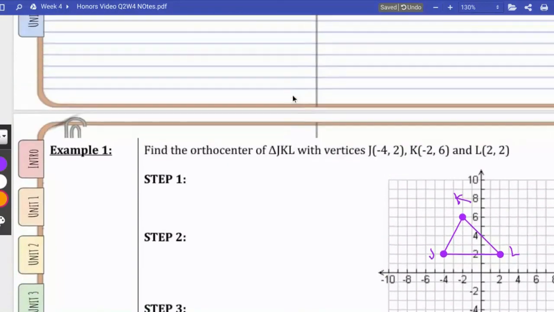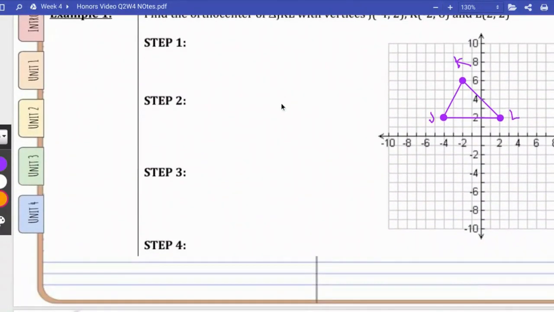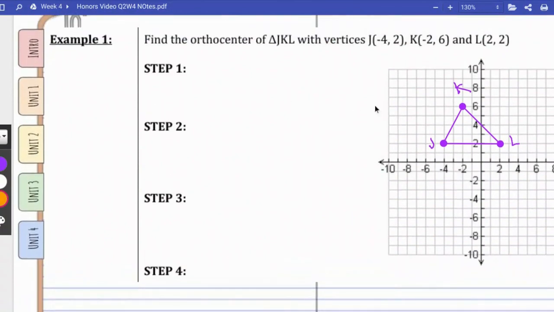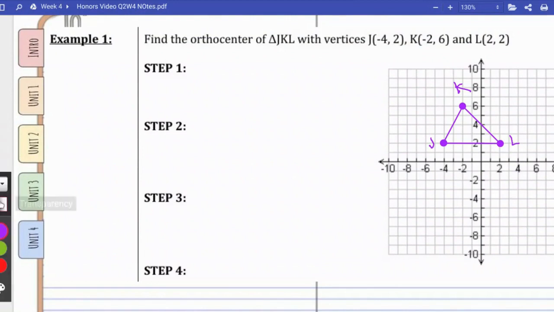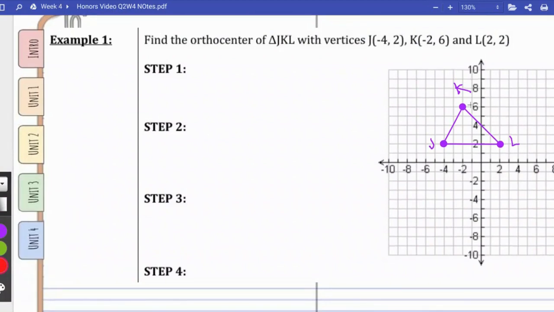Find the orthocenter. We just said that the orthocenter goes with the altitudes, and the altitudes extend from a vertex straight down at a 90-degree angle. Well, without doing any steps, the easiest altitude to draw in right now would be the altitude that goes from vertex K, straight down. If it goes straight down vertically, that has an undefined slope, and JL has a zero slope, so we know that makes a 90-degree angle. So there's your first altitude.